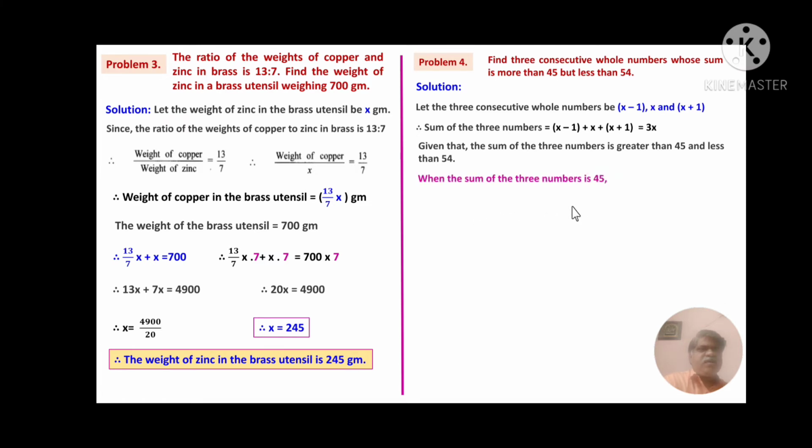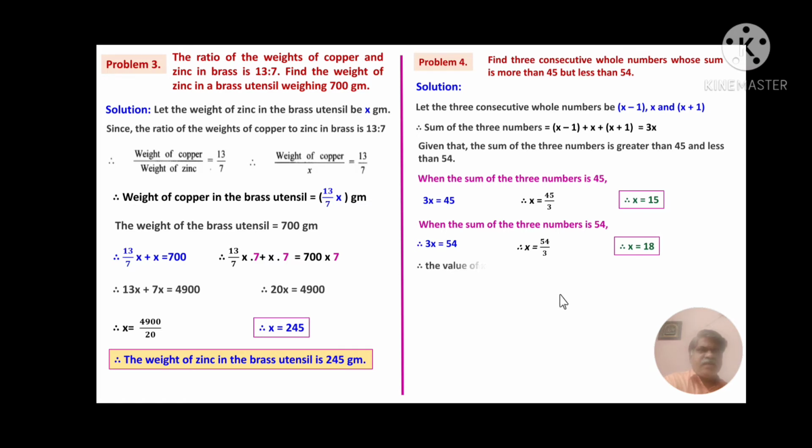When the sum of the three numbers is 45, 3x is equal to 45. Therefore, x is equal to 45 upon 3, which is 15. When the sum of the three numbers is 54, 3x is equal to 54. Therefore, x is equal to 54 upon 3, which is 18. So, friends, the value of x is greater than 15 and less than 18. Therefore, the value of x is either 16 or 17.